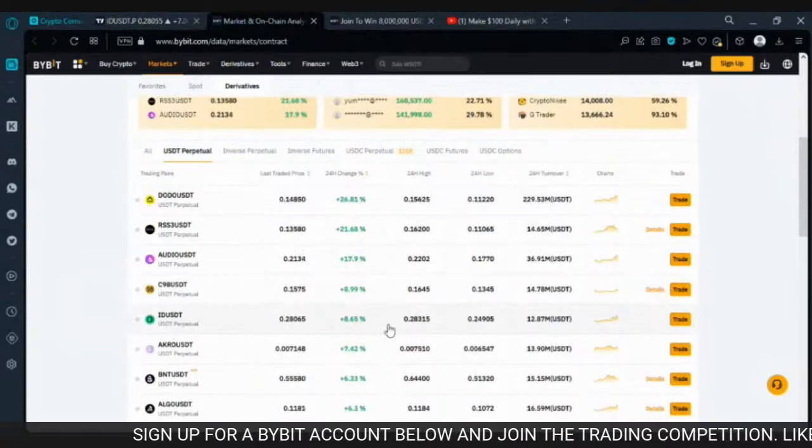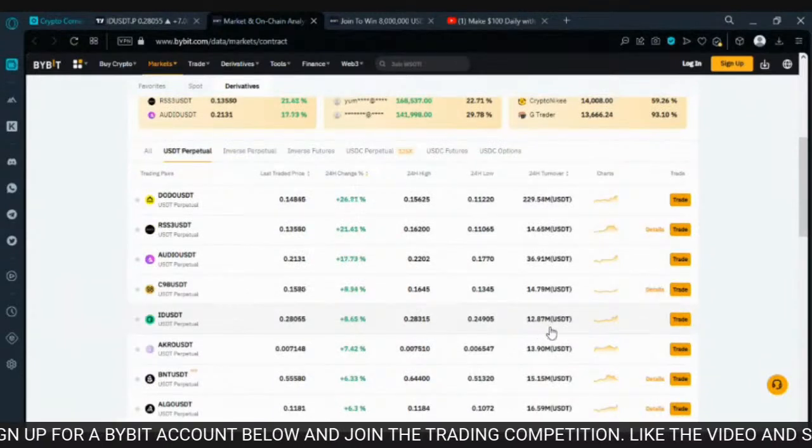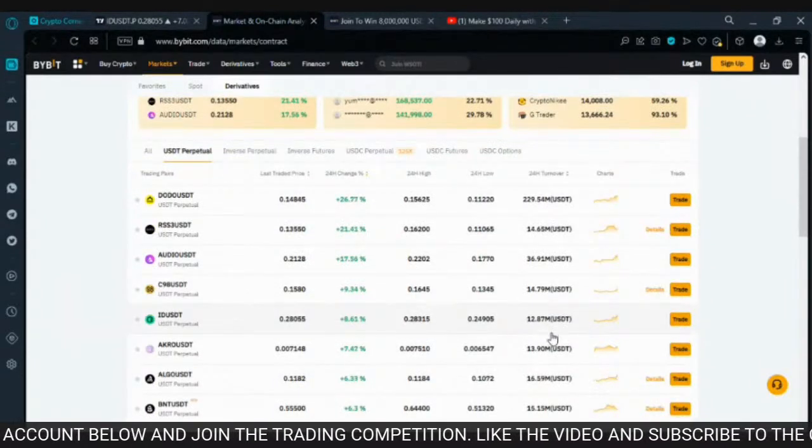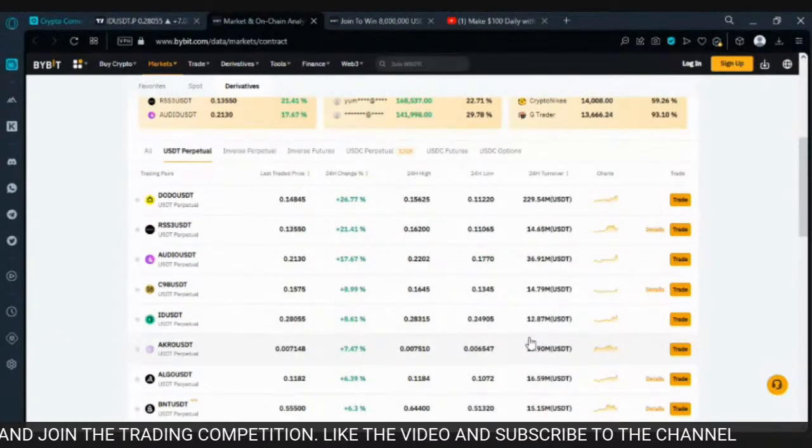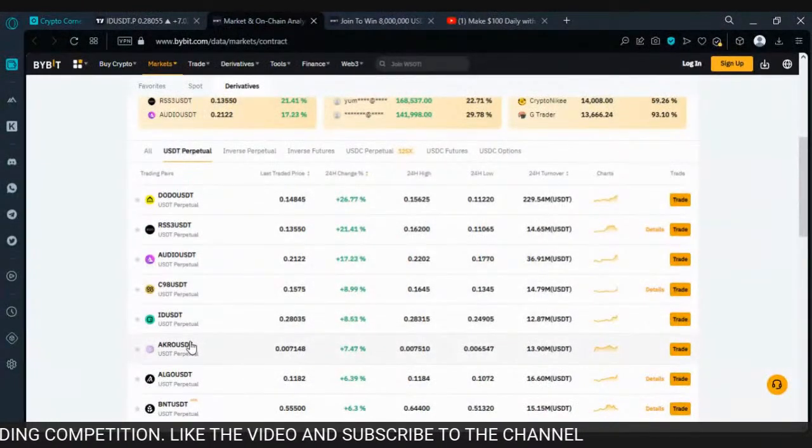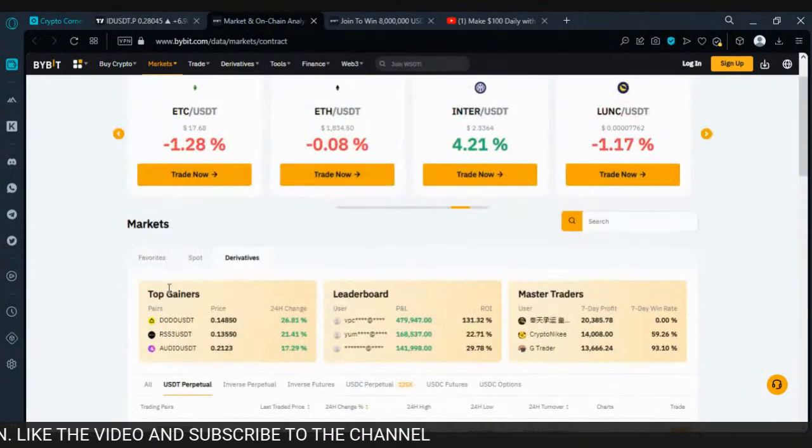Currently for the ID, we have about 12 million in trading volume. The volume has been increasing from around 9 million to 12 million. So let's see how it goes from here.